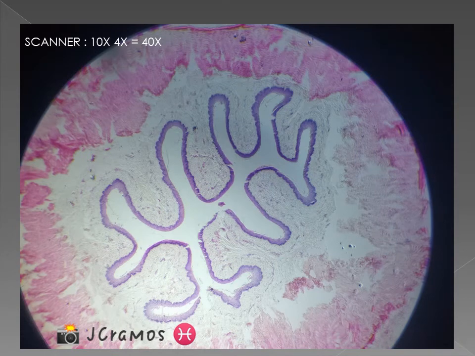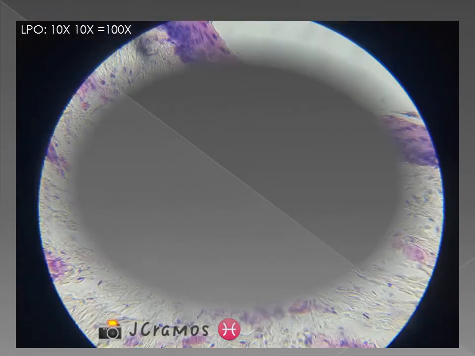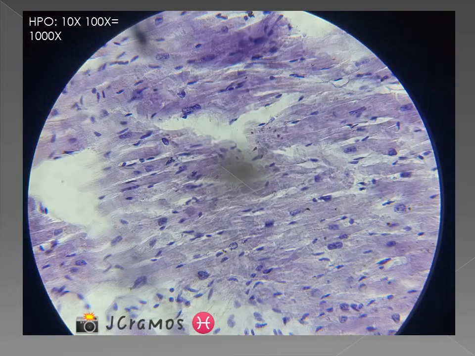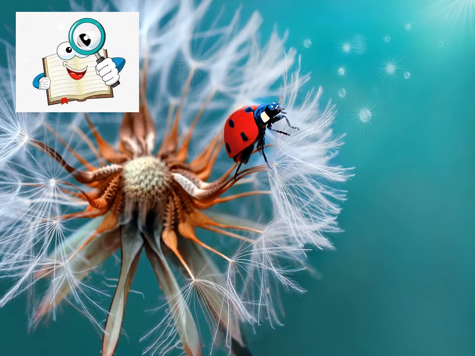So these are examples of an image of a specimen using the scanning objective with a total magnification of 40 times, while using the low power objective with a total of 100 times magnification. These are an example of an image of a specimen using the high power objective with a total magnification of 1000 times. Talking about magnification, what is magnification?